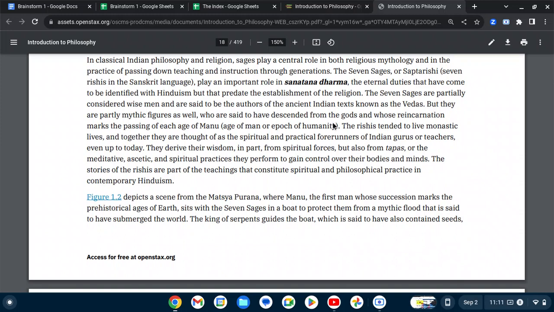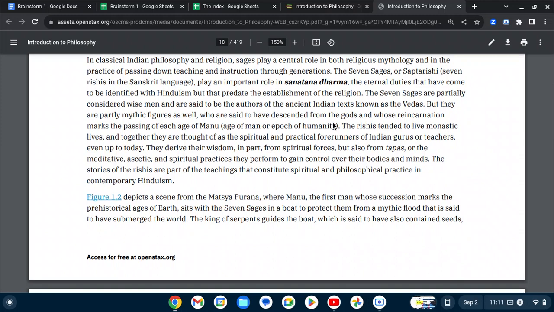In classical Indian philosophy and religion, sages play a central role in both religious mythology and in the practice of passing down teachings and instruction through generations. The seven sages, or Saptarishi, play an important role in Sanatana Dharma, the eternal duties that have come to be identified with Hinduism, but that predate the establishment of the religion.